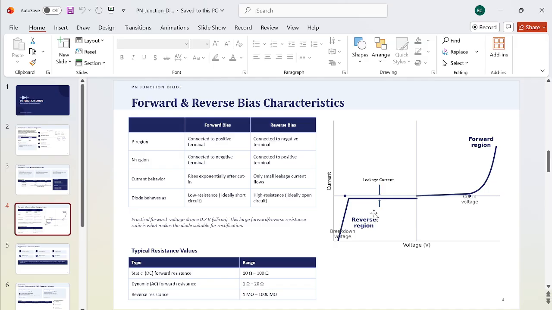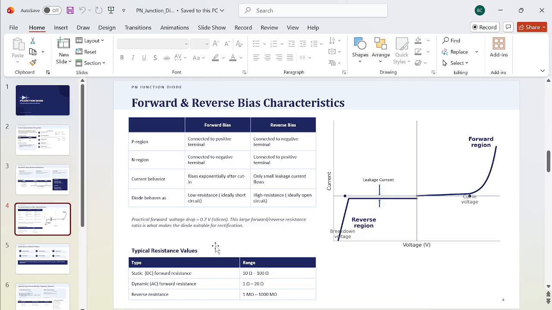Okay, so in normal operation, the diode is conducting heavily under forward bias and not conducting under reverse bias, so it can work as a switch. Now here I have summarized some of the things about forward and reverse bias conduction of the PN junction diode. So these things I won't repeat now.